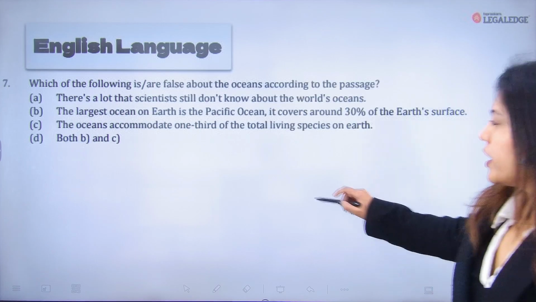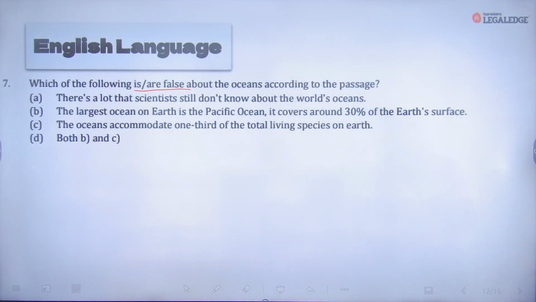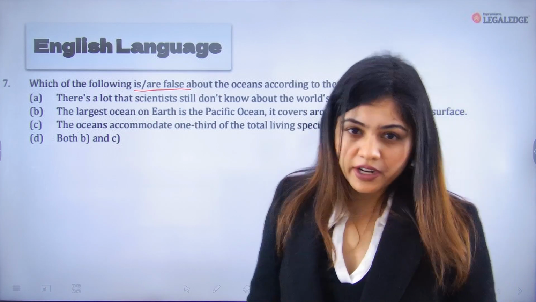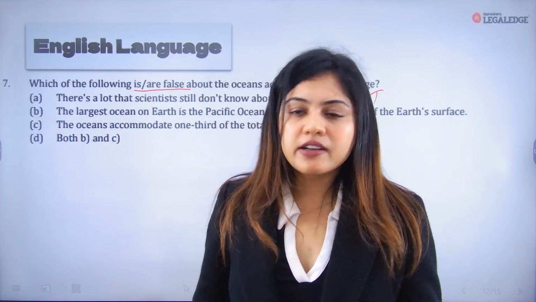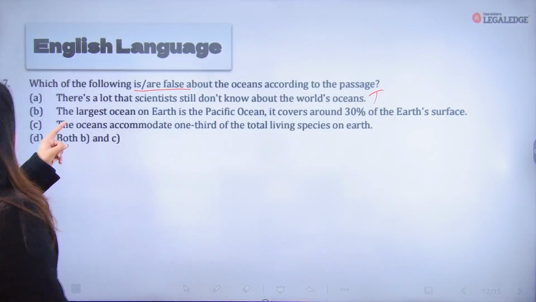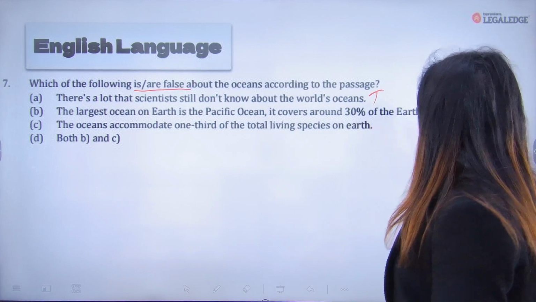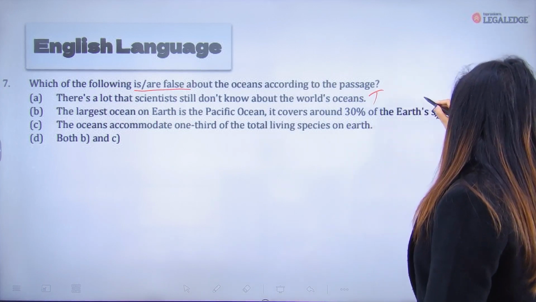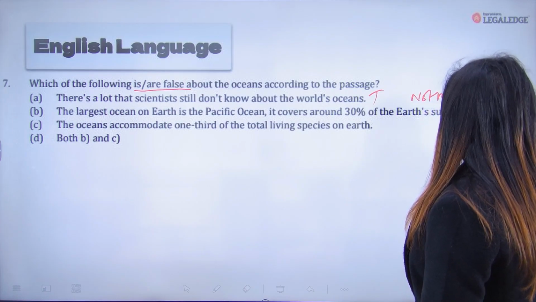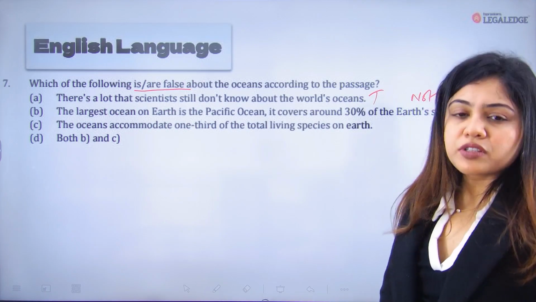The second one, according to the passage, what is false? If you look at the first one, there's a lot that scientists still do not know about the world's oceans. Yes, that's what we get to know after reading the passage, that most of the ocean is underexplored. So that is true, but we are supposed to find a false option, right? The largest ocean on Earth is the Pacific Ocean, and it covers around 30% of the Earth's surface. Now, first of all, this has not been mentioned. So there is no data or evidence to prove this, and that's why this will be deemed false.